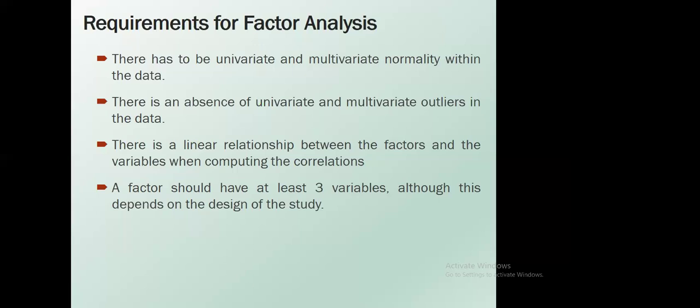That is one assumption. Second is, there is an absence of univariate and multivariate outliers. Very, very important. There should be no outlier present in the data if you have to perform factor analysis. How to check for outliers? I'm sure you must have studied box plot. Yes, very good. So box plot is one way by which you can check and identify outliers and remove them from your data set. So ideally, there should be no outliers if we perform factor analysis.